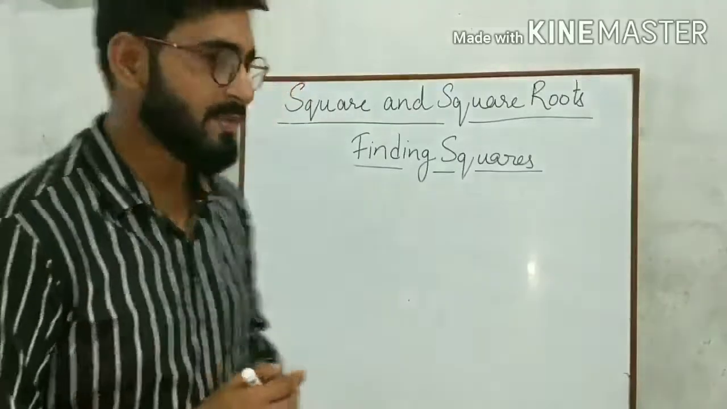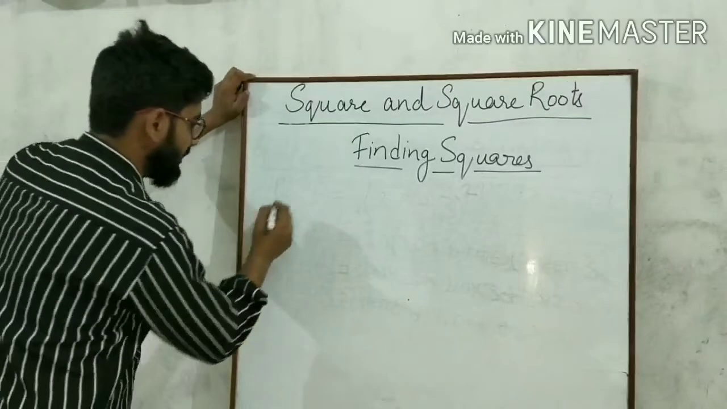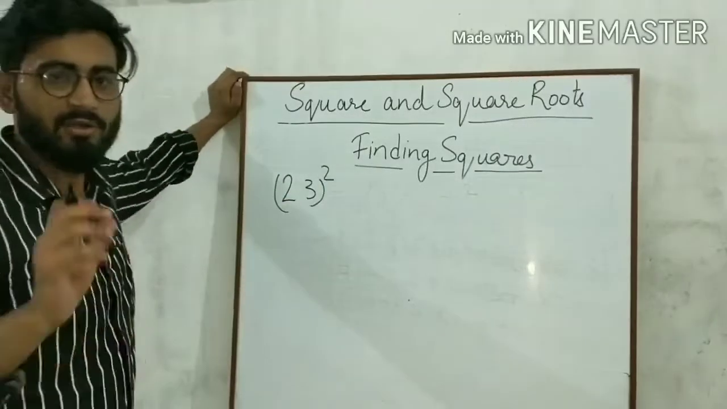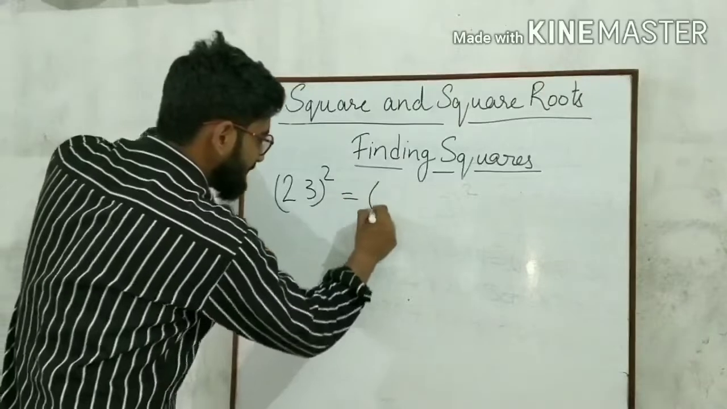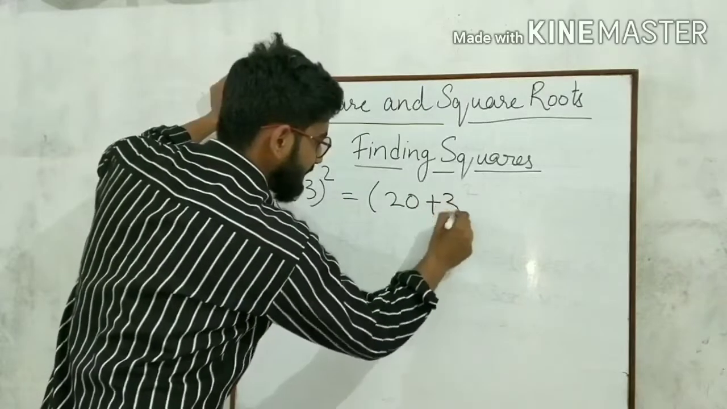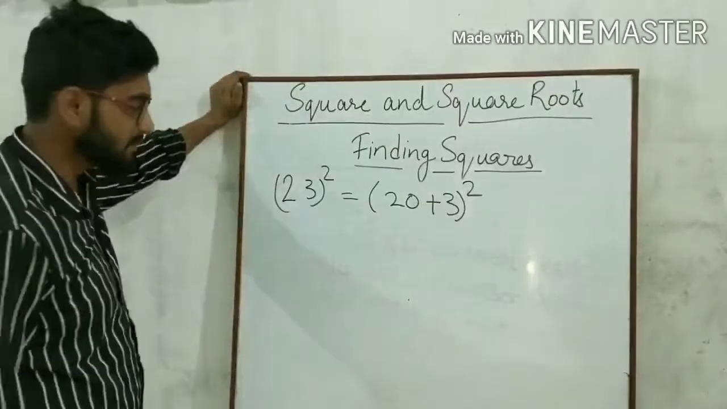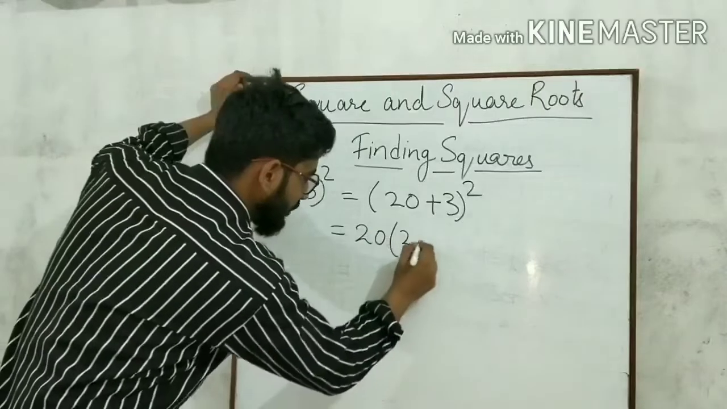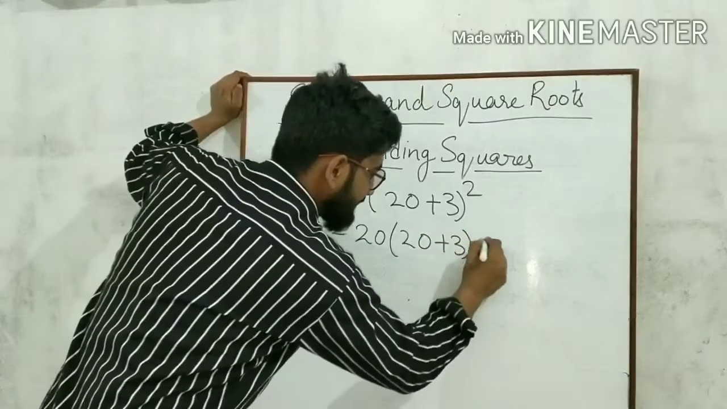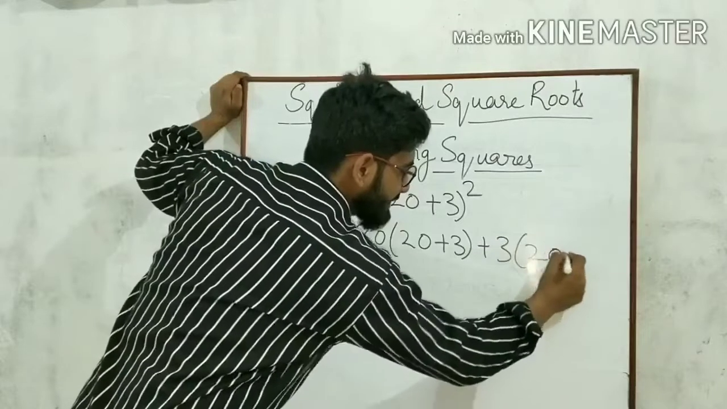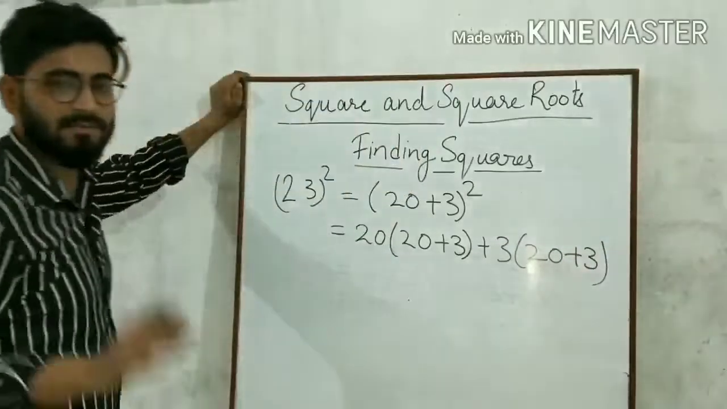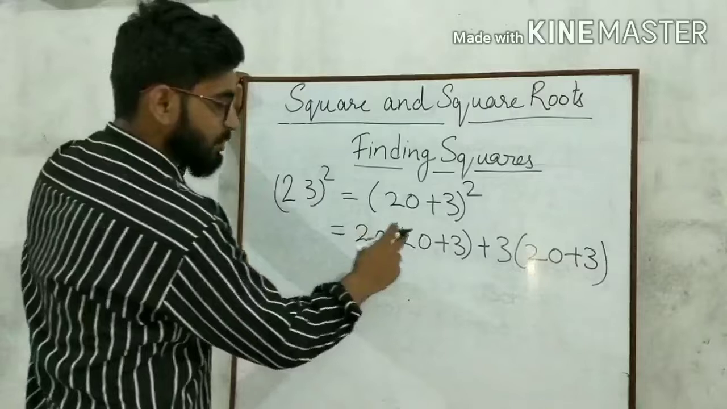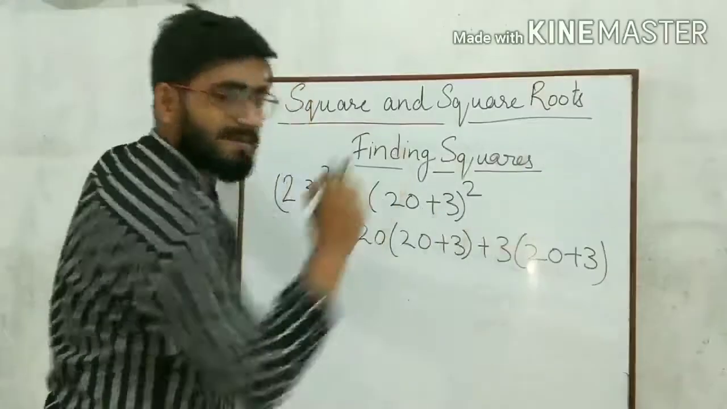number. Look here. Suppose you want to find the square of 23. What you have to do is write 23 as 20 plus 3, and square it. Now open it. So you can write it like this: 20 into (20 plus 3) plus 3 into (20 plus 3). Any problem?